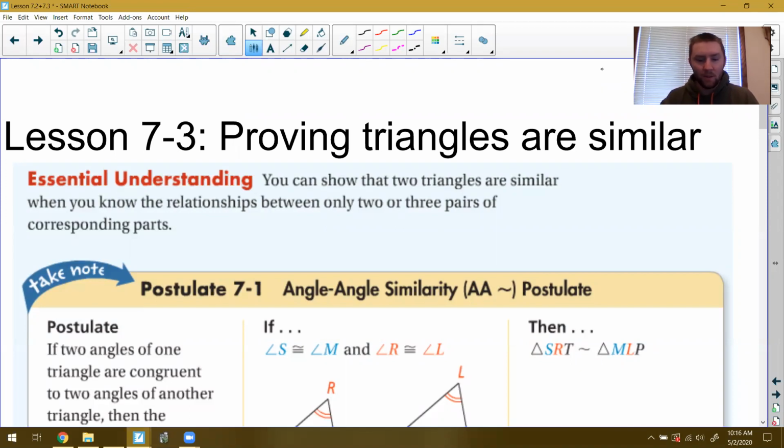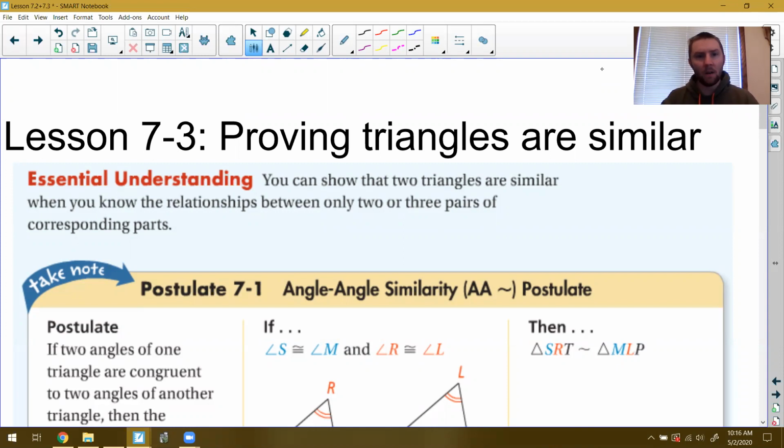We're going to continue our discussion in this video about similar polygons, but we are going to get a little bit more specific and talk specifically about triangles, okay? Because we have three shortcut ways to prove that two triangles are similar to each other, all right?